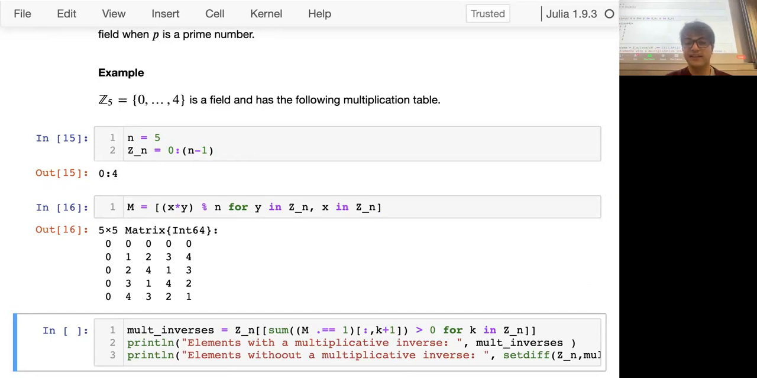Does every element have an inverse? That is to say, if we look at every column, is there a 1 in every column that doesn't correspond to the 0 column? Okay, so what is the inverse of 0, 1, 2, 3? 2. So 2 times 3 is 6, mod 5 is 1.